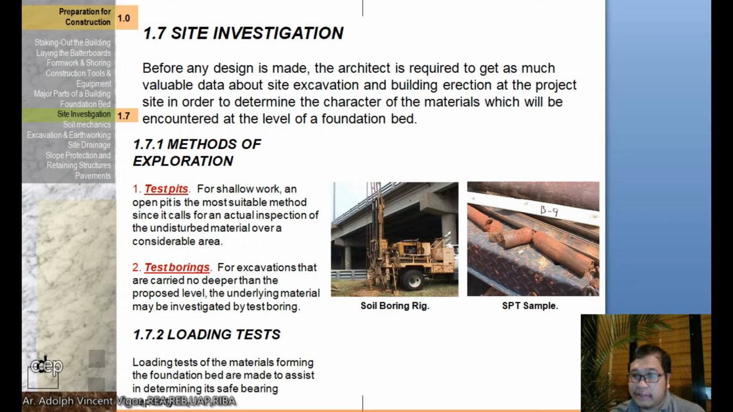So those are the results of the soil investigation. Then there are two methods of exploration. First are test pits for shallow work. An open pit is the most suitable method since it calls for an actual inspection of the undisturbed material over a considerable area. Then we have test borings for excavations that are carried no deeper than the proposed level. The underlying material may be investigated by test boring.